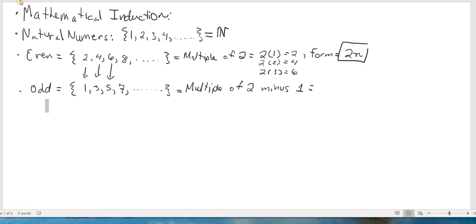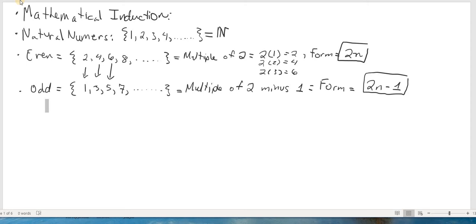So in this case, the form or the formula is 2n minus 1. This is what an odd number looks like. Evens, 2 times some number. Odd, 2 times a number, take away 1.